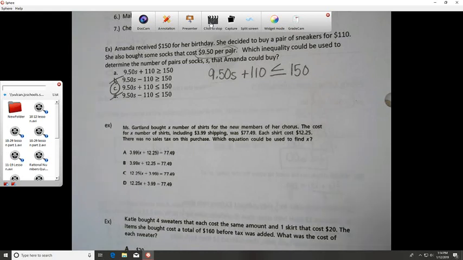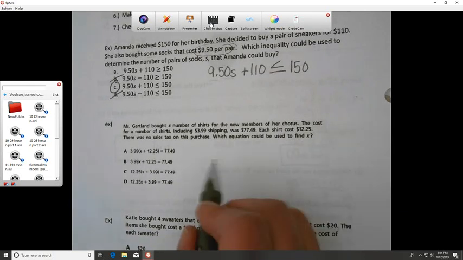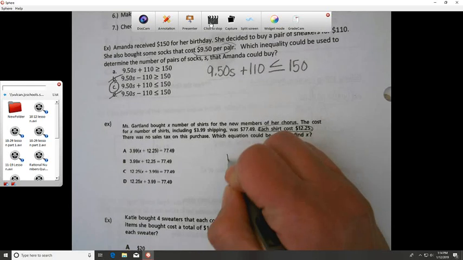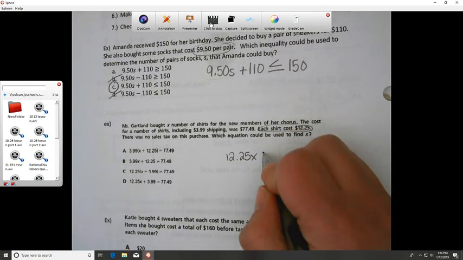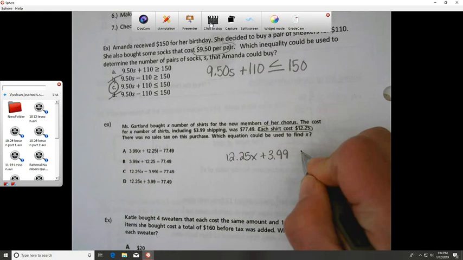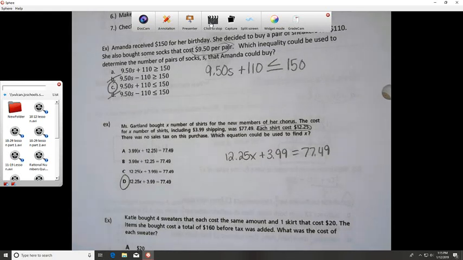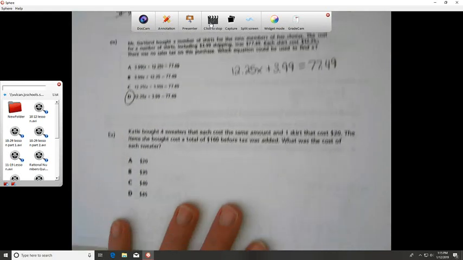All right, so hopefully you wrote your equation for this, and X is the number of shirts. So it says right here, each shirt is $12.25. So you should have had $12.25X plus the $3.99 shipping equals $77.49. So you should have chosen D for that. All right, and the next one.